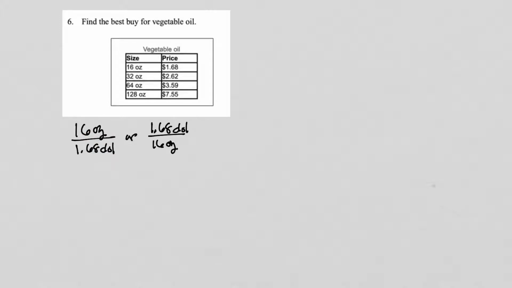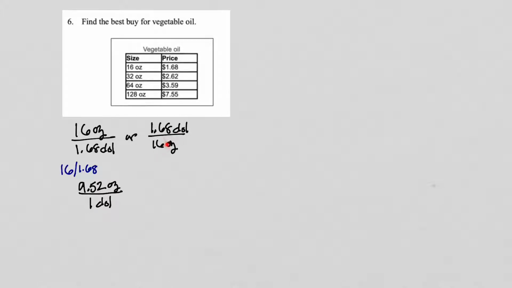If you do this on your calculator, you could just type in 16 divided by 1.68, and when I did that, I got 9.52. I'll round off a bit. Now, in the numerator, it's ounces. In the denominator, it's dollars. So we get 9.52 ounces for $1. So for $1, we get 9.52 ounces.